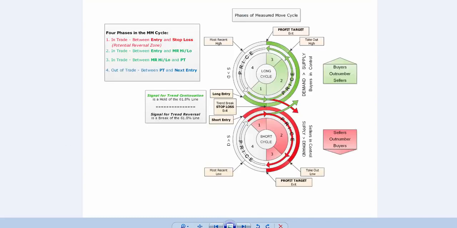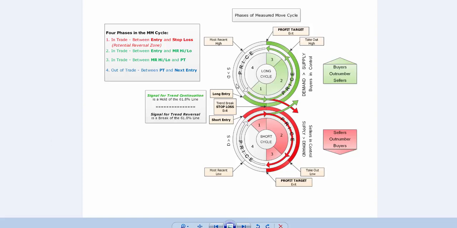This is another diagram that Random made, and I absolutely love this image because it puts another kind of spin on the progression of measured moves and how it changes from longs to shorts and from shorts to longs. These are the phases of a measured move that we were talking about, with the basic ebbs and flows inside of our markets.